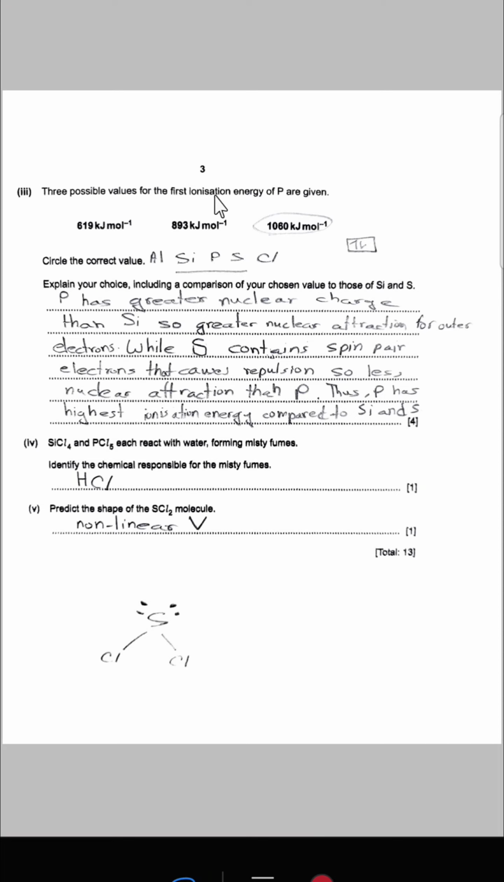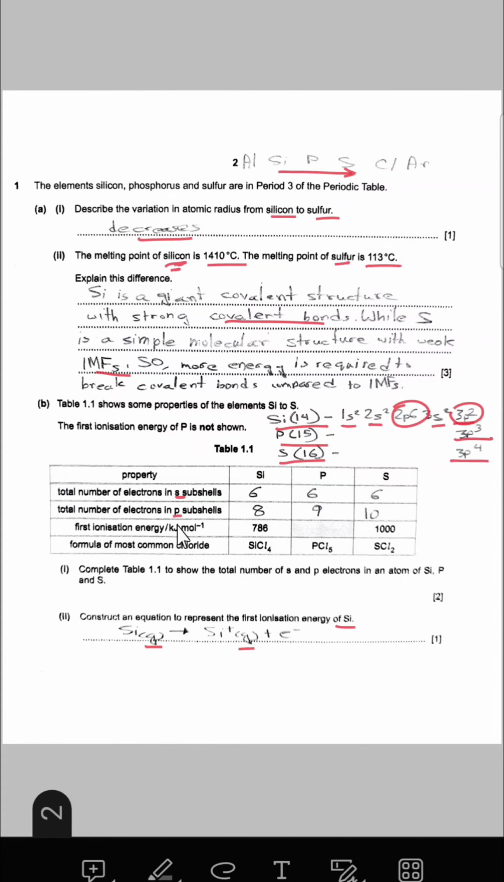Three possible values for the first ionization energy of P are given. Circle the correct value. For P, that means phosphorus, we are given these ionization energy values. For silicon the ionization energy is 786, for sulfur this is 1000. So phosphorus would obviously have a higher ionization energy than silicon, but it also has more than sulfur because sulfur contains spin-paired electrons that cause repulsion.